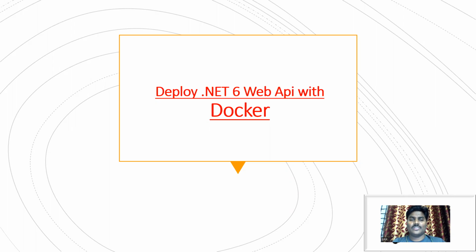In this session, we'll talk about how to deploy .NET 6 Web API with Docker. These days, as part of DevOps, we used to make APIs or applications with Dockerization containers, and then we pull those Dockerized images and use them.